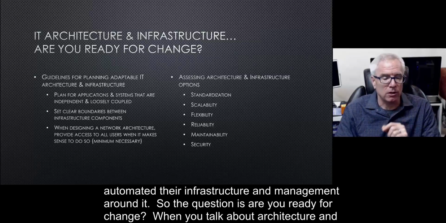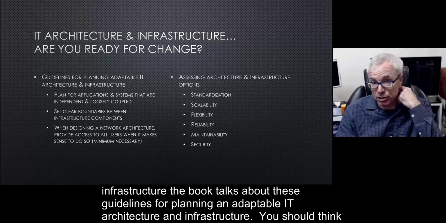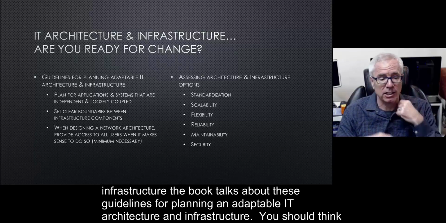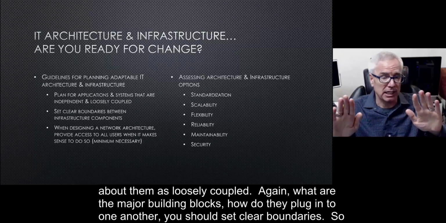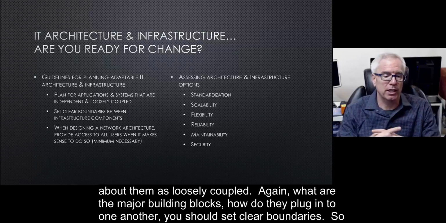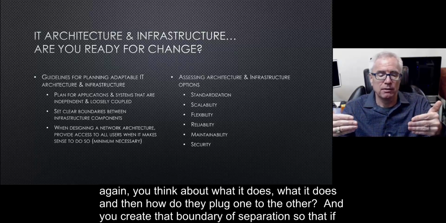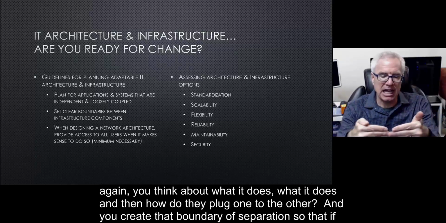When you talk about architecture and infrastructure, the book talks about these guidelines for planning an adaptable IT architecture and infrastructure. You should think about them as loosely coupled. Again, what are the major building blocks? How do they plug in to one another? You should set clear boundaries. So again, you think about what it does, and then how do they plug one to the other?